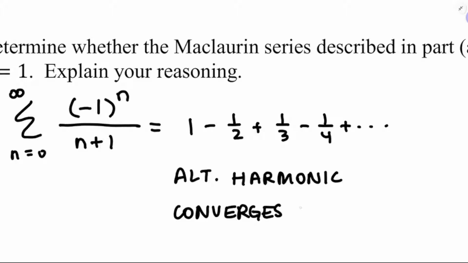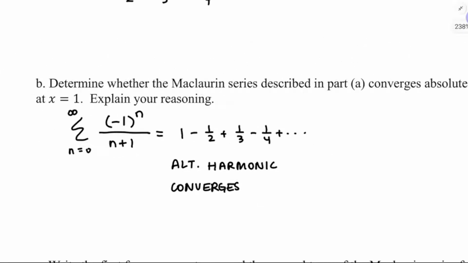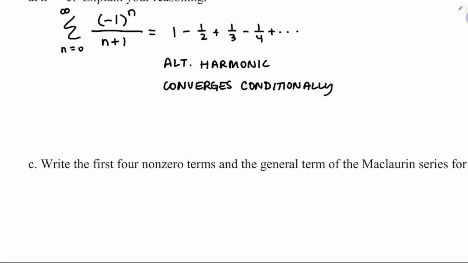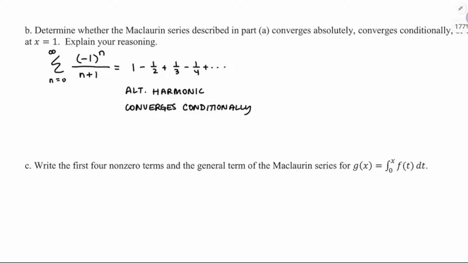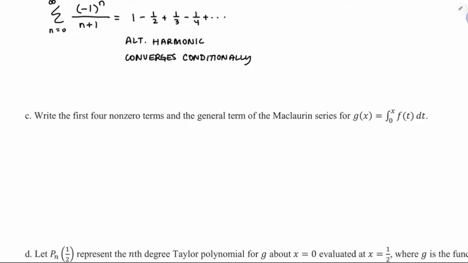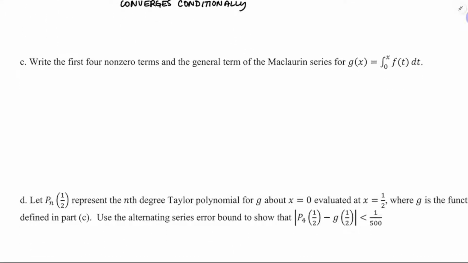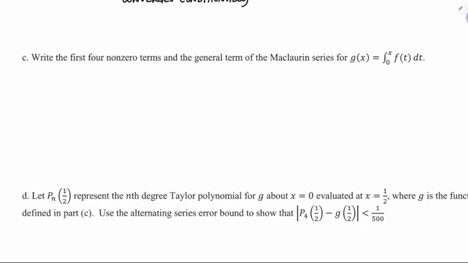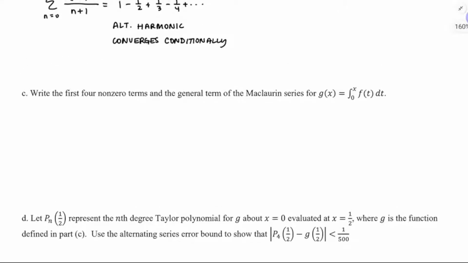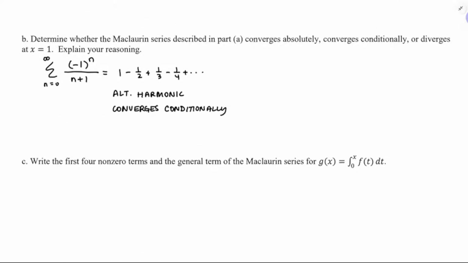If this was my AP exam that was determining whether I got 2 credits or not, I would probably give a little bit more reason. I would say, the sum from 0 to infinity of 1 over n plus 1 diverges because it's harmonic, and this one converges by the alternating series test, maybe. But we know that harmonic and alternating harmonic don't require justification in AP calculus, so maybe I would just say that. Write the first 4 non-zero terms and the general term of the Maclaurin series for g of x equals the integral from 0 to x of f of t dt.